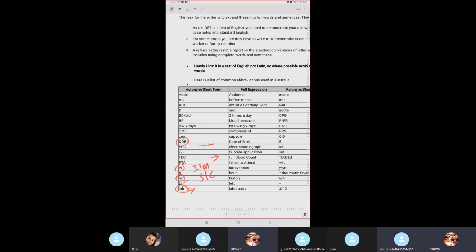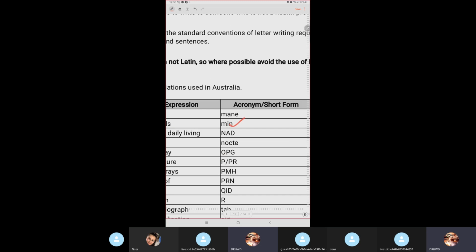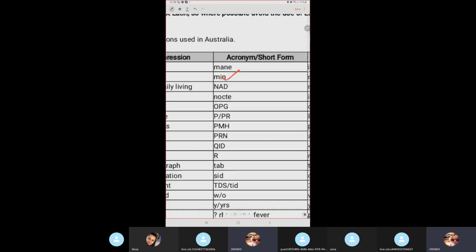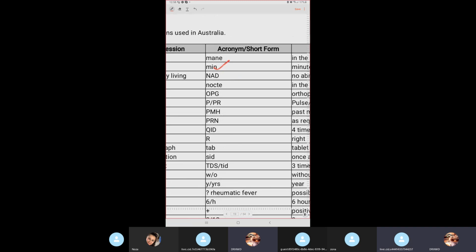In the starting of the letter, we used to write like DOB, date of birth of the patient. The exclusions are DOB, ECG, FBC, the ones that we talked about, because those are the ones that can be used. But for medication, mane, nocte, minute, tablet, laboratory, you'd be writing the whole words. You cannot say MIN, you would be saying minute. Right, Dr. Narjinder? Fine.